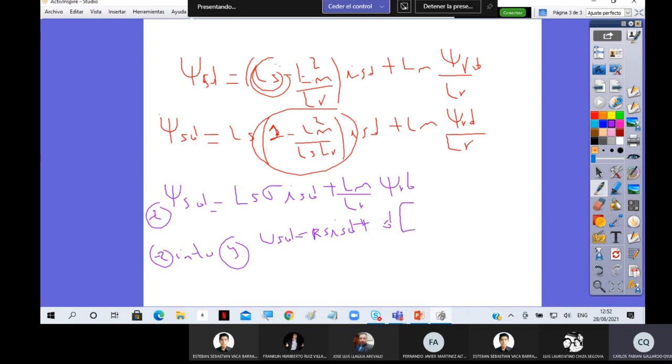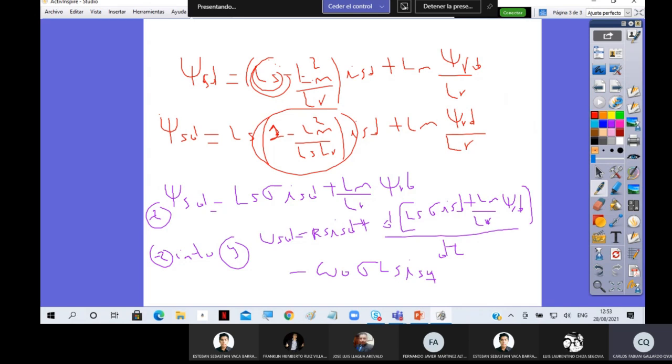Okay, so substituting, I will have here the stator inductance times the leakage coefficient times the stator current on the d axis, plus the magnetizing inductance over the rotor inductance times the rotor flux on the d axis with respect to the time, minus the speed times the leakage coefficient times the stator inductance times the stator current on Q axis. Okay, take the stator current on Q axis.